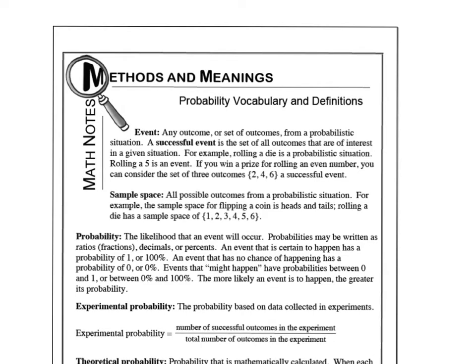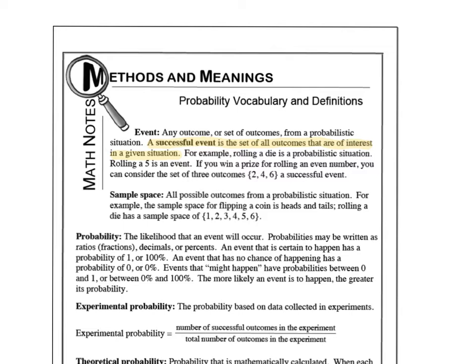In this video, we will look at some basic probability vocabulary as well as some examples from the Unit 2 homework. We're going to be talking a lot about an event. Typically, we'll be looking at a successful event, and that's what we're interested in. An example, if you roll a die, that's a different probabilistic situation, but getting a 5 specifically is an event.